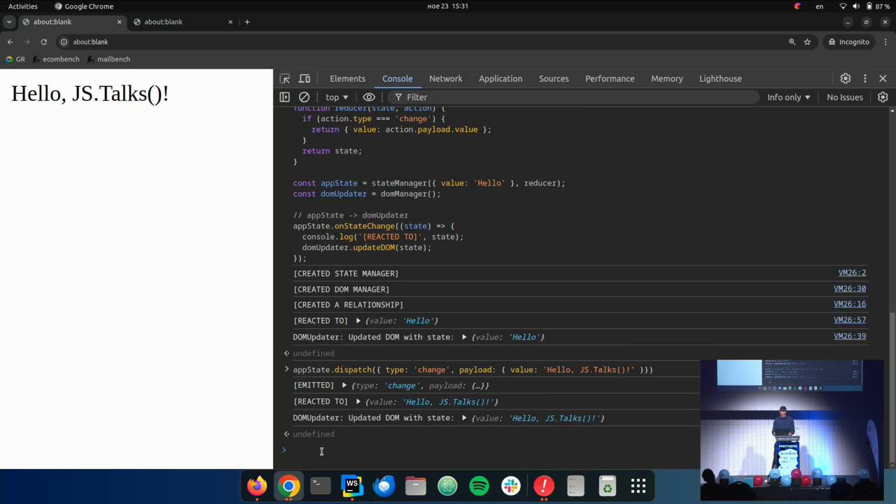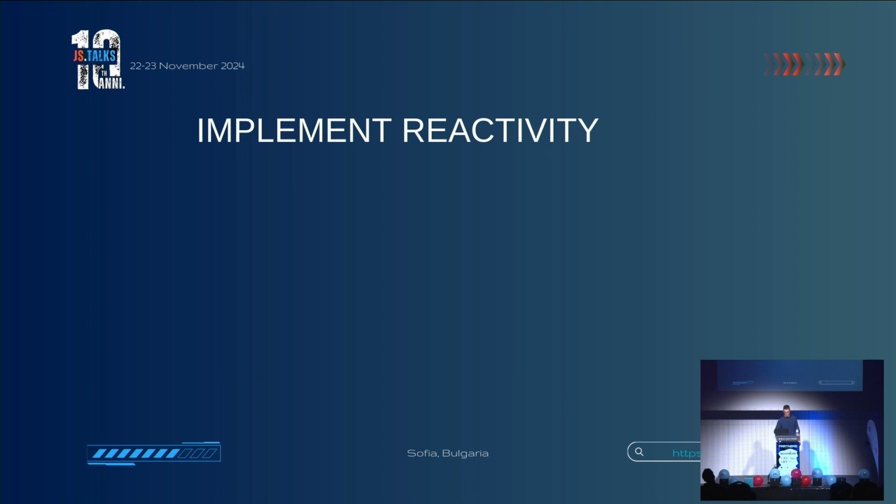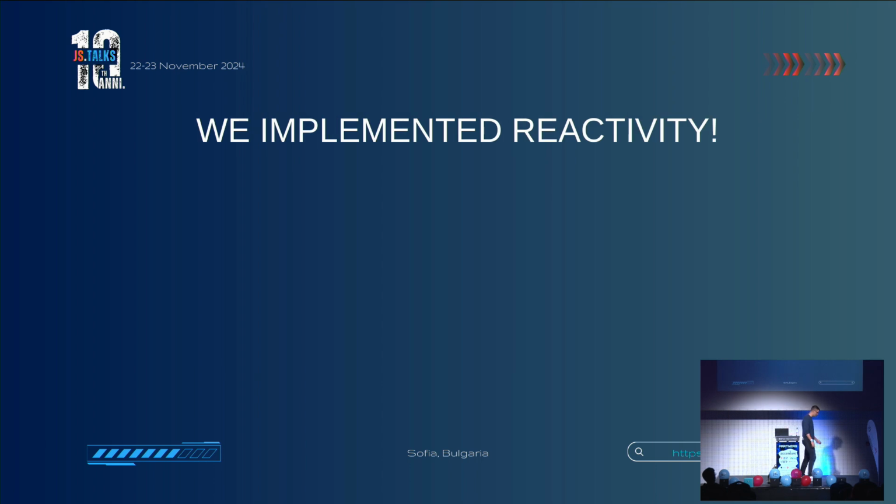So we emitted new data in time and we reacted to that change. We accomplished our main goal, which was to build a reactive system: unidirectional data flow, a relationship in our code. And this is how reactivity should be.